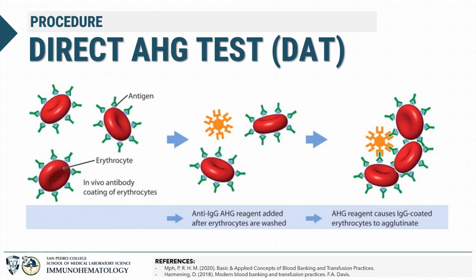In the DAT, the process is straightforward. The patient's red blood cells are washed with saline at least 3 to 4 times to remove unbound proteins from the plasma. Then, AHG reagent is added directly. If agglutination occurs, the test is positive, meaning antibodies or complement were already coating those cells in the patient's body. So, just think of it this way: compare DAT to finding evidence at a crime scene that already happened, so the antibodies are already there attached to the cells.